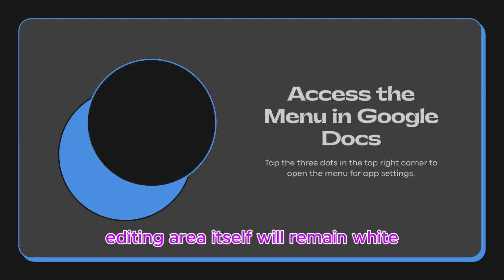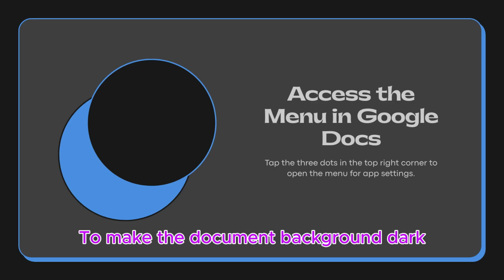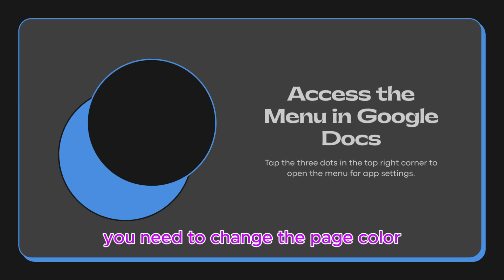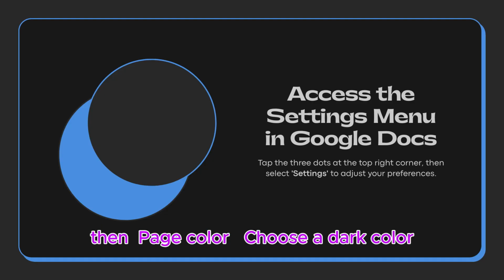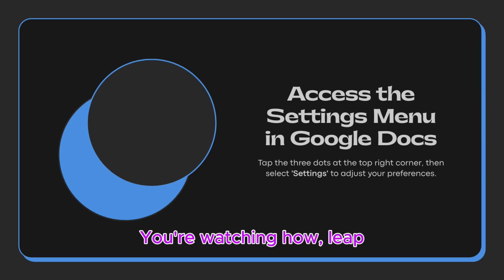However, the document editing area itself will remain white. To make the document background dark, you need to change the page color. Open a document, tap the three dots, tap Page Setup, then Page Color. Choose a dark color.